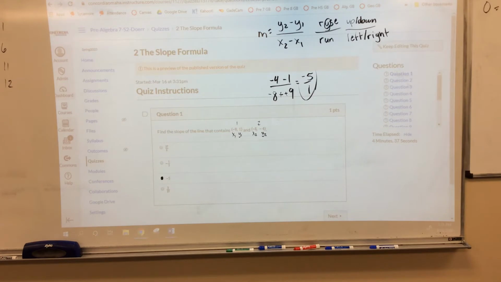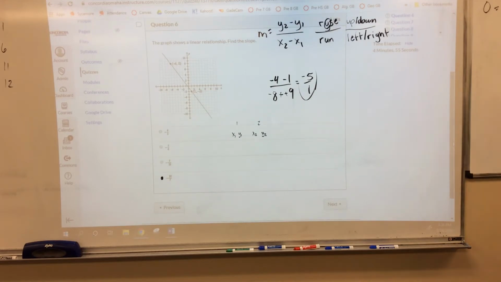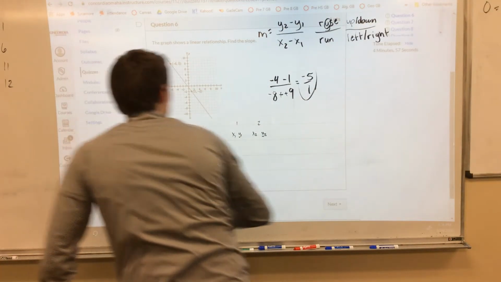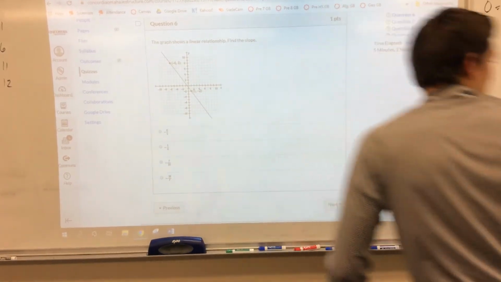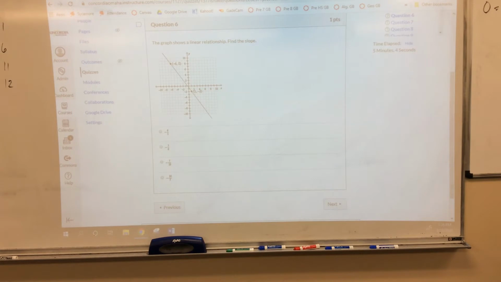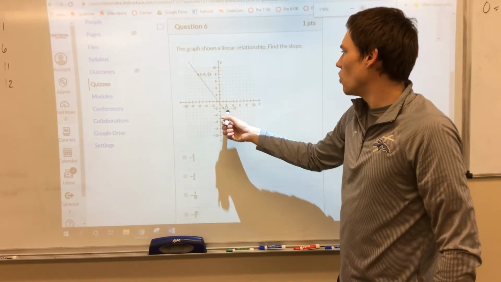All right. Question 6. Again, they're not going to be the exact same as yours, but they're going to be similar. The graph shows a linear relation. Find the slope. So now we have to find the slope given points. So on this one, let me zoom in a little bit here. Negative 6, 8. 1, negative 2.